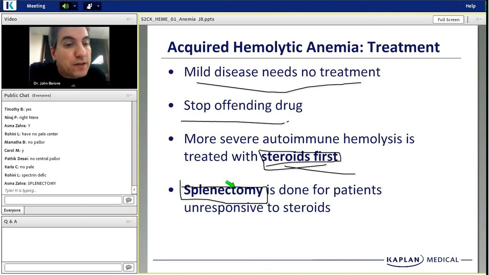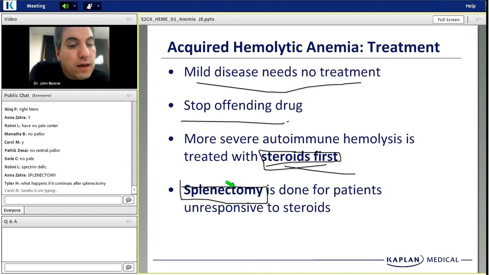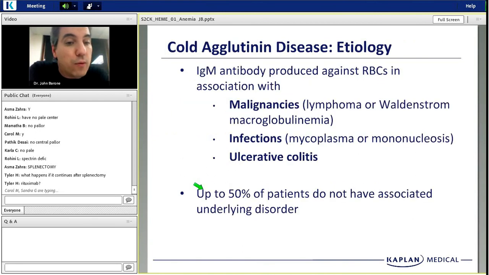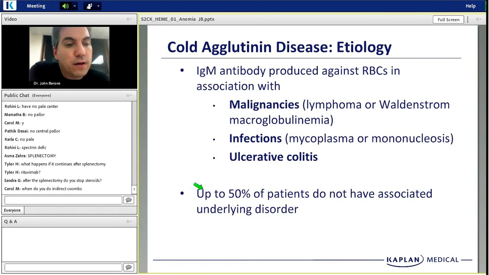Get through the acute episode. Autoimmune disease comes and goes. Get them through the episode. Maybe it'll go away and stay away for a while. Okay? If it continues after splenectomy, there's drugs we can use like rituximab. Rituximab would be a classic one, next. Rituximab or other immunosuppressives like cyclophosphamide could be used as well.